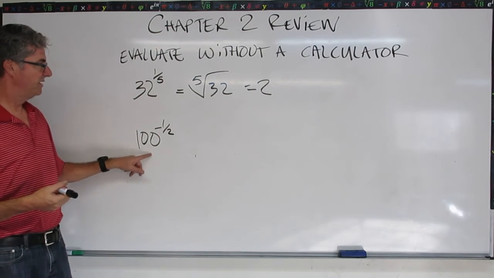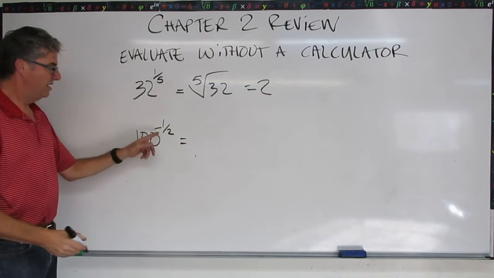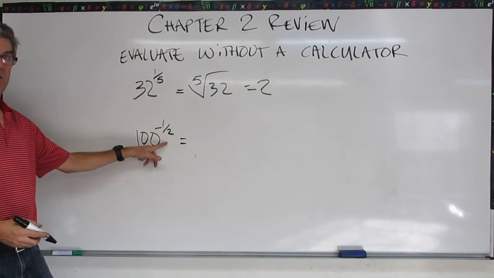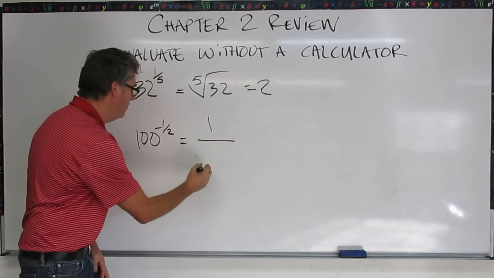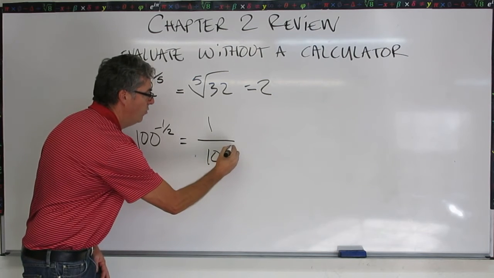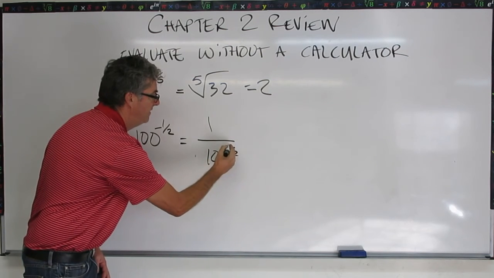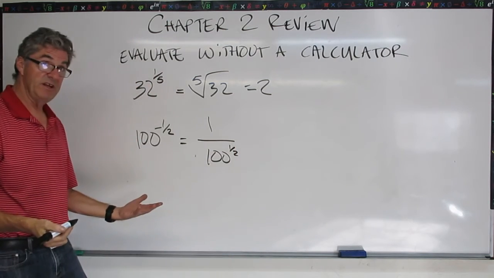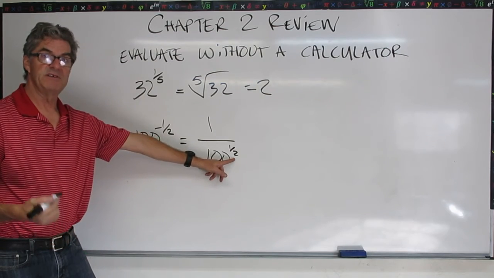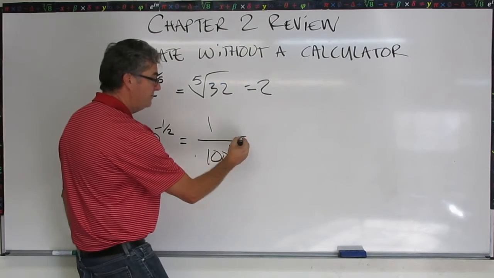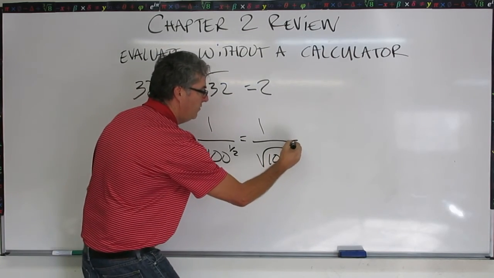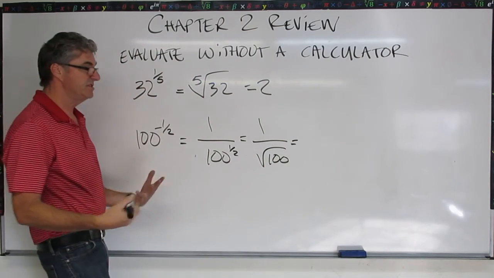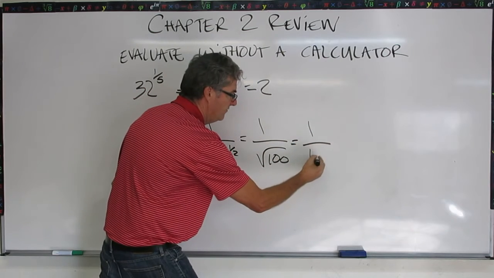Okay, let's do this one. This one's a little bit more complicated. The negative 1/2 power. So let's get the negative off of that. So that's our first step. That's 1 over 100 to the 1/2 power. Now, if you remember from your index laws, the 1/2 power is the same as the square root. So this becomes 1 over the square root of 100. And now we know the square root of 100, that's just 10. So this is 1 over 10.